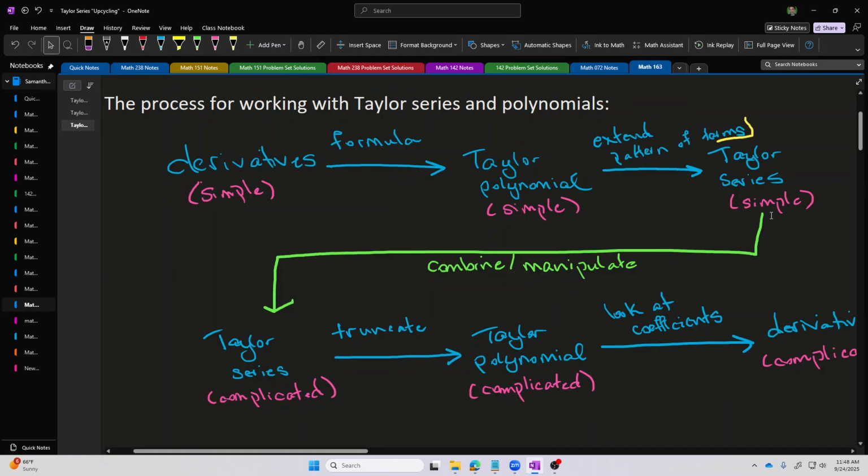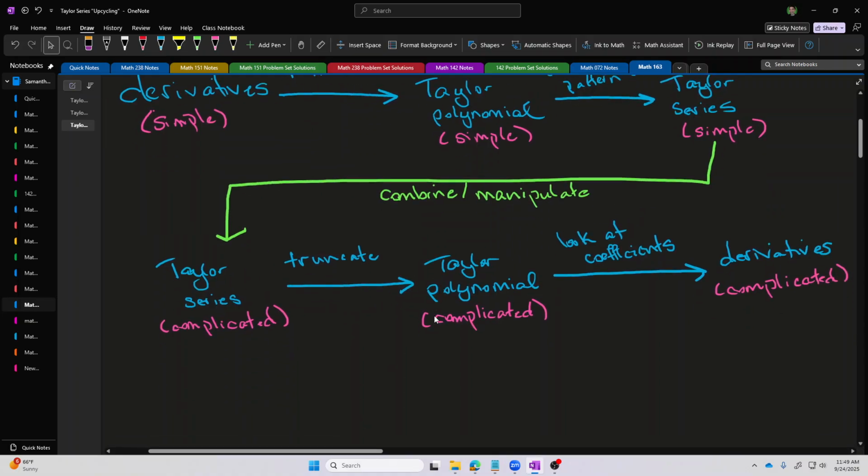However, for more complicated functions whose derivatives are harder to calculate or which are harder to understand, it's usually more practical to create the Taylor series for a complicated function by recycling and manipulating the Taylor series for a simpler function. And then if you need the Taylor polynomial, you can just truncate the series. If you need the derivatives, you can just look at the coefficients of the series.